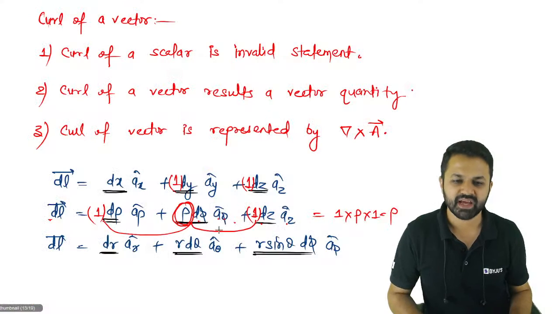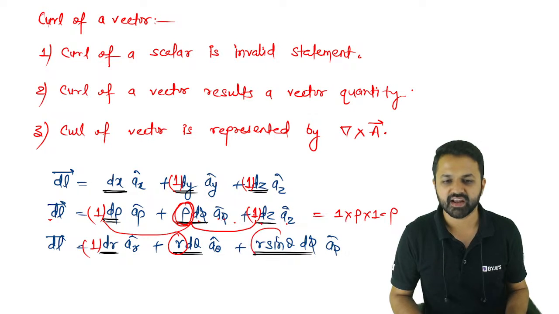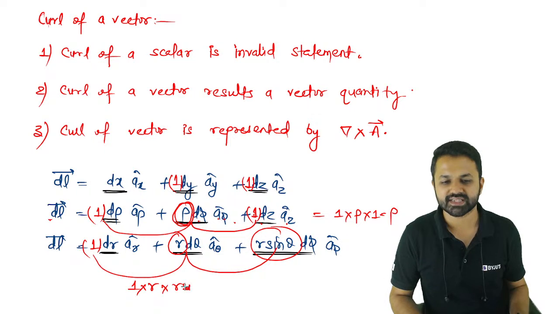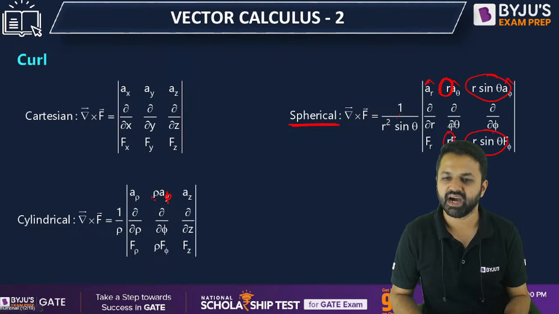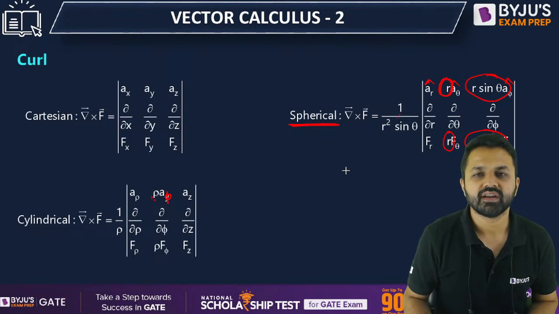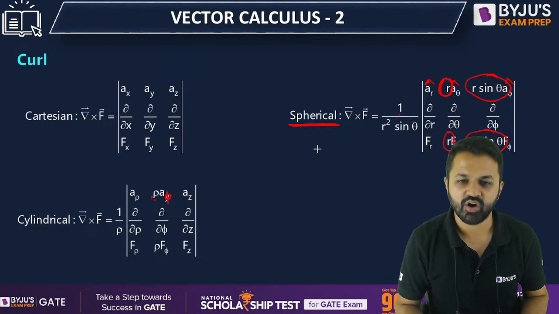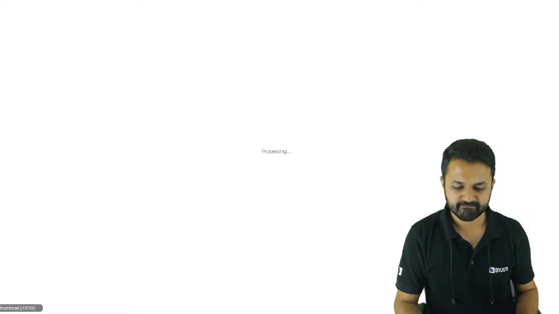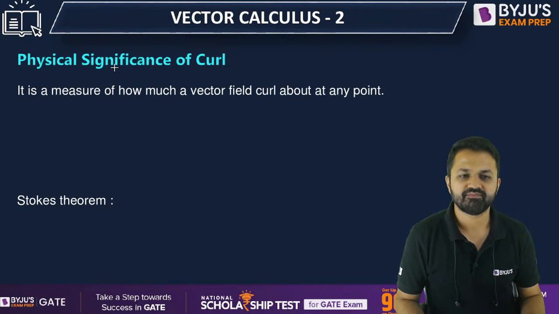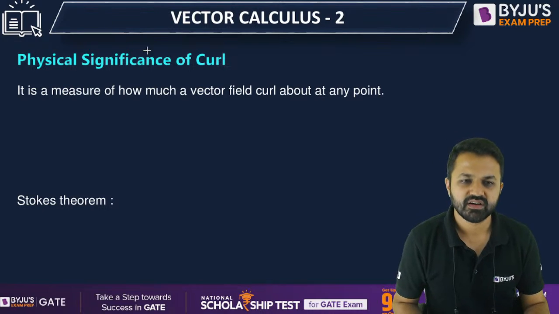Now, let's multiply all the three coefficients. It has the coefficient 1, it has the coefficient R, it has the coefficient R sin theta. When you multiply all these three, this is 1 into R into R sin theta, which is nothing but R square sin theta. So divide the whole determinant by R square sin theta. Now you have the formula of curl in the spherical coordinate system. Very easy.